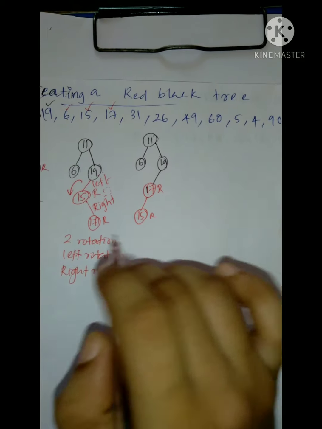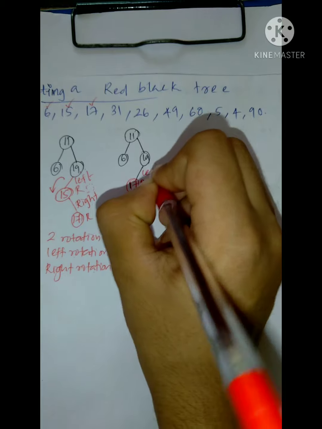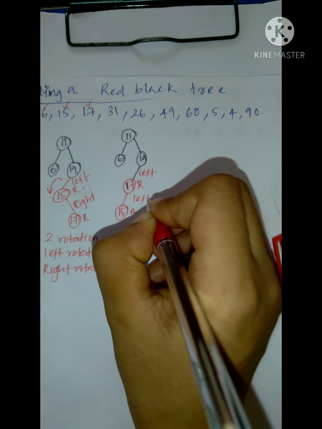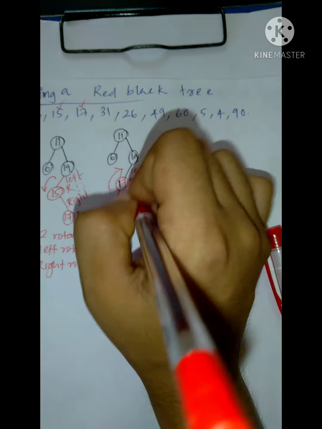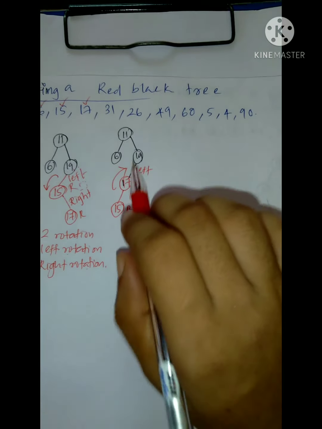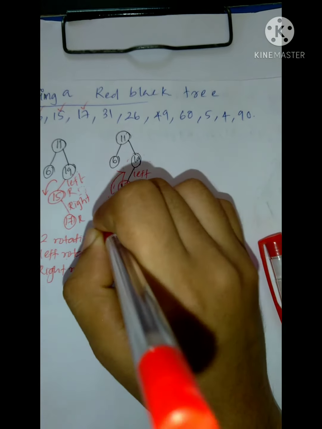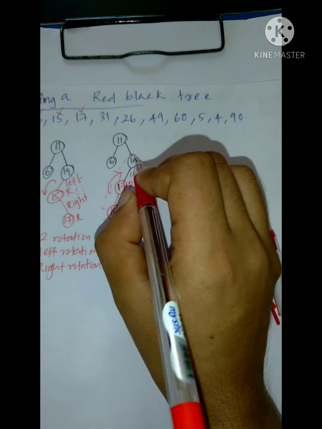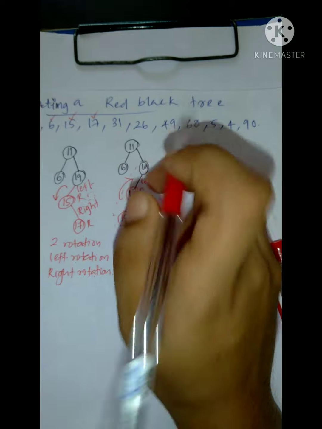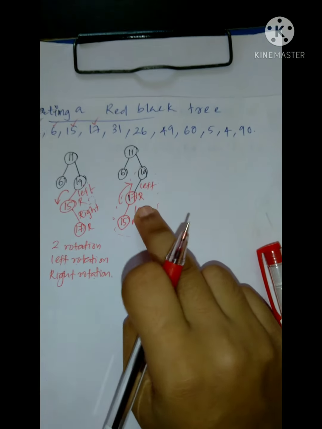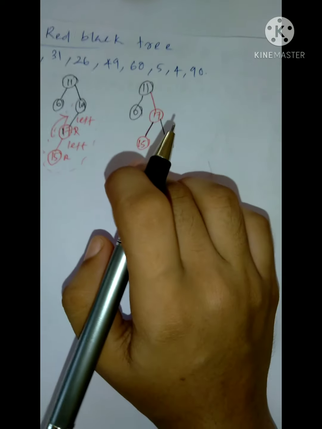We have performed the left rotation, then we want to perform a right rotation. Here it is left, here it is also left, so we want to perform a right rotation. When we perform the right rotation, this will change completely. 17 will be the node and 15 and 19 will be its child nodes. That is the change when performing a right rotation. We have performed the right rotation.